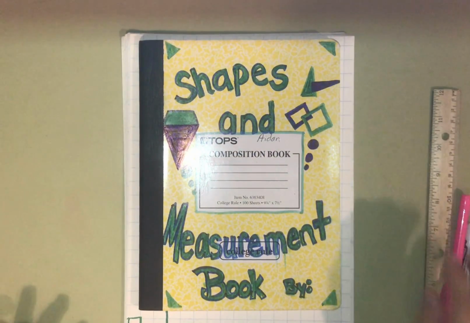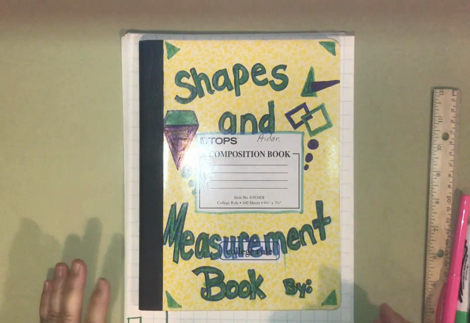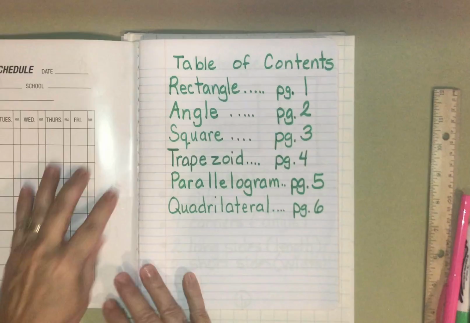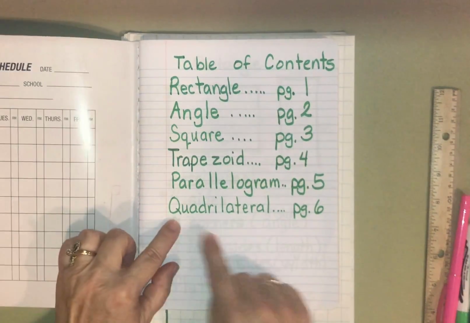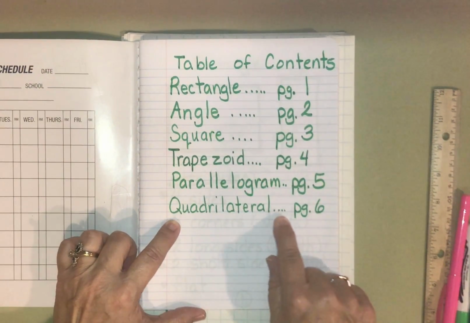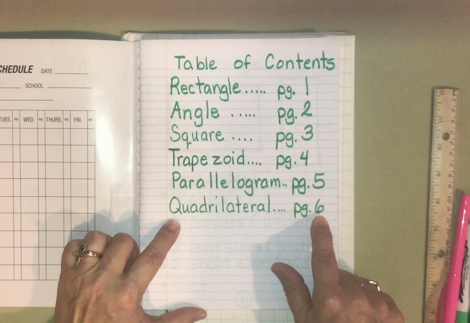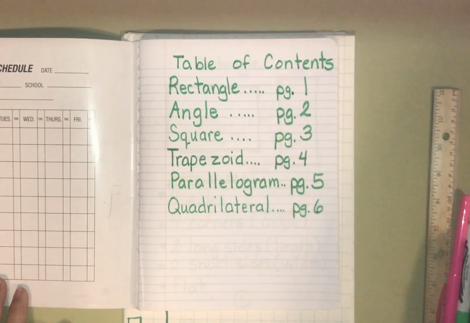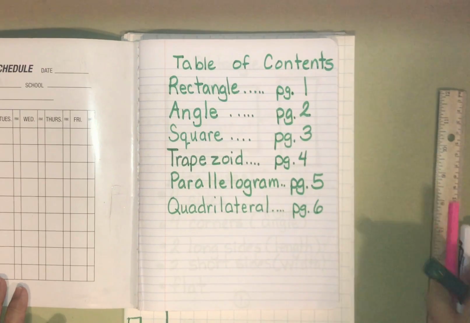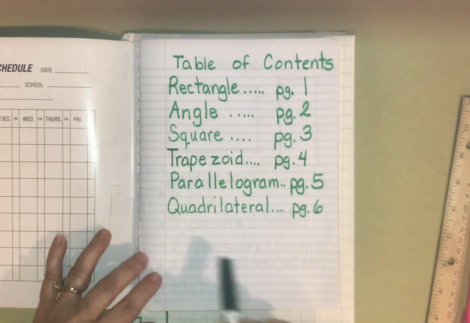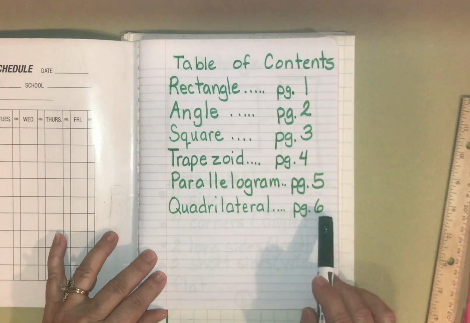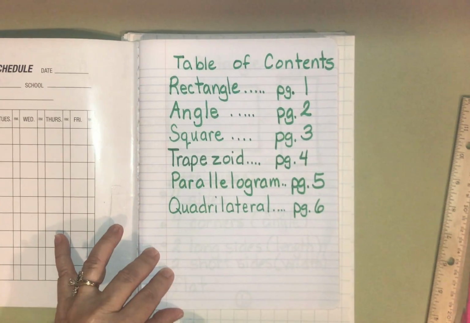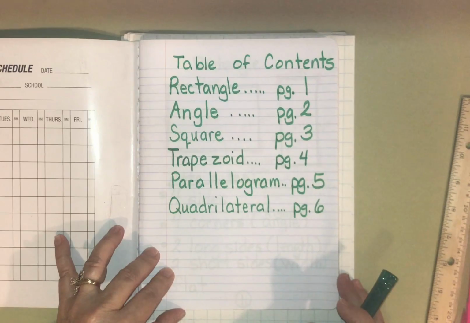So today in our shapes and measurement book, it's going to be kind of a review day. We're going to open it up to our table of contents, and you'll see that today we are going to be making page 6, which is quadrilaterals. So go ahead and write that in your book. Okay, so quadrilaterals are on page 6. If you need to stop the video, go ahead and write that word, and then you can catch up.